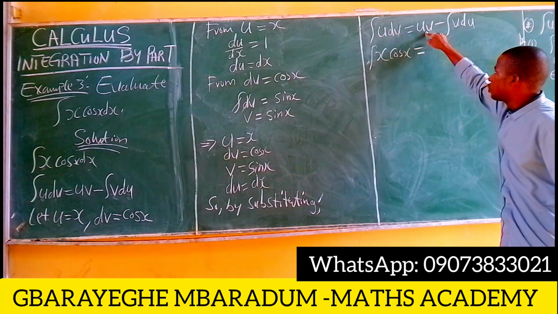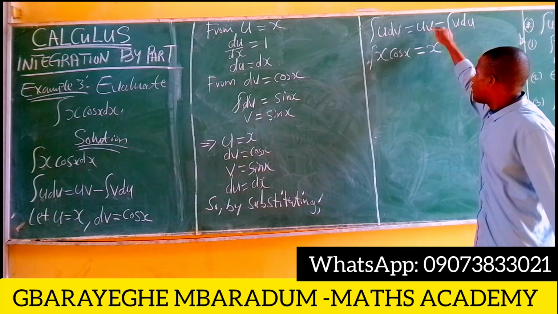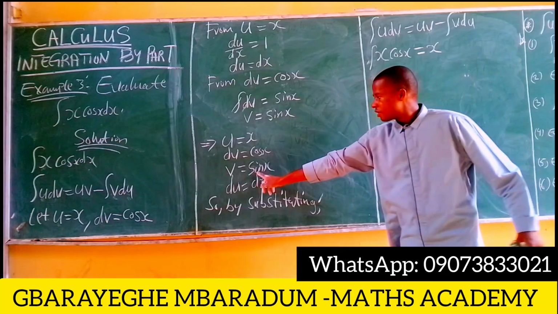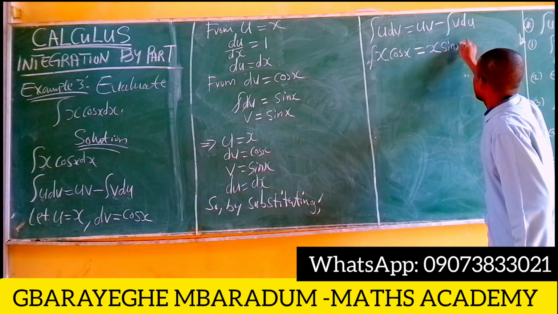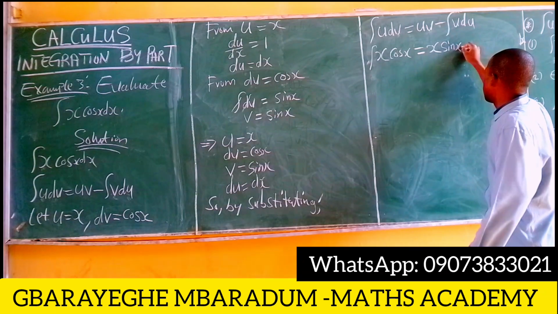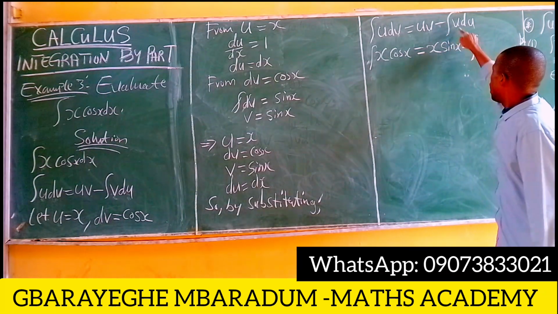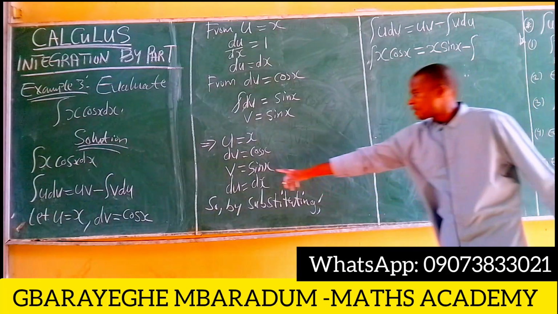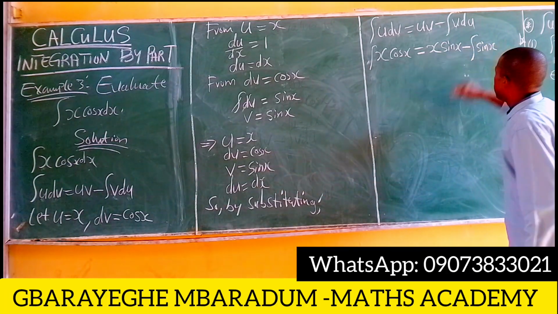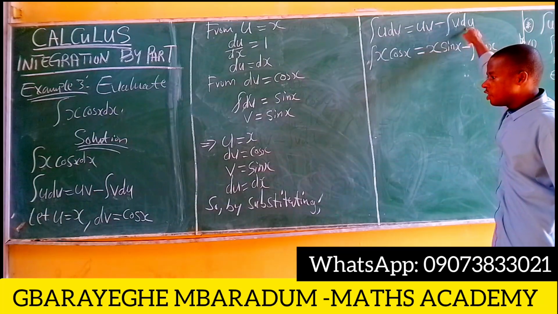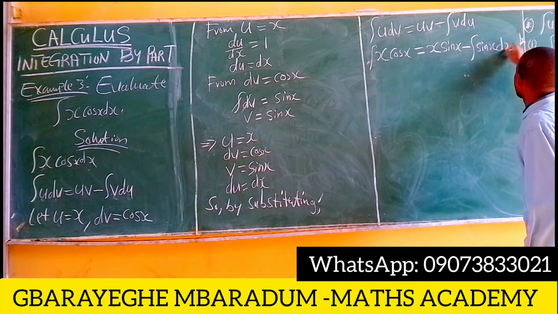Equals, our u is x, so we put our x here. Our v is sin x. There is a minus here, so you put your minus sign, then the integral sign here also. Our v is sin x, so you put your sin x here also. Our du is dx, so you put your dx here.